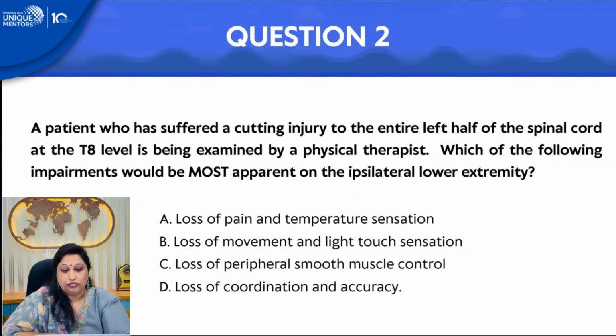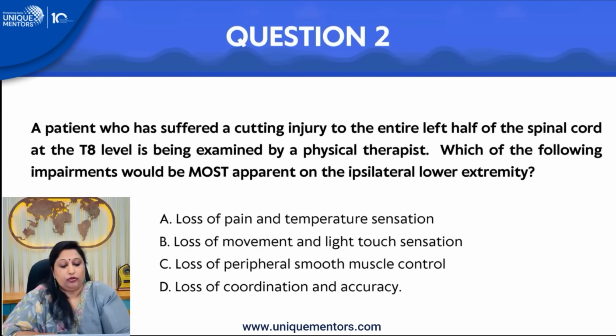Now moving on to question number 2. A patient who has suffered a cutting injury to the entire left half of the spinal cord at the T8 level is being examined by the physical therapist. Which of the following impairments would be most apparent on the ipsilateral lower extremity? The options go like this: loss of pain and temperature sensation, loss of movement and light touch sensation, loss of peripheral smooth muscle control, and loss of coordination and accuracy.